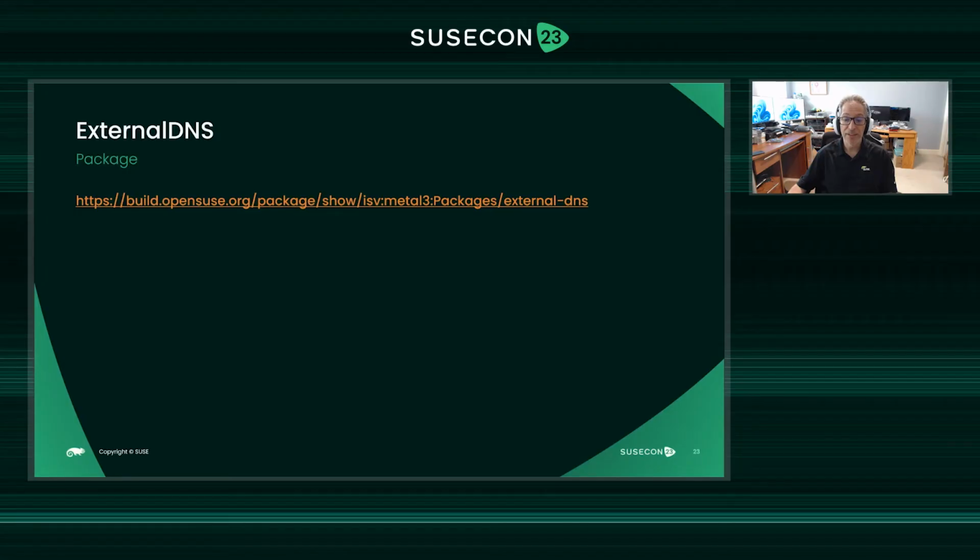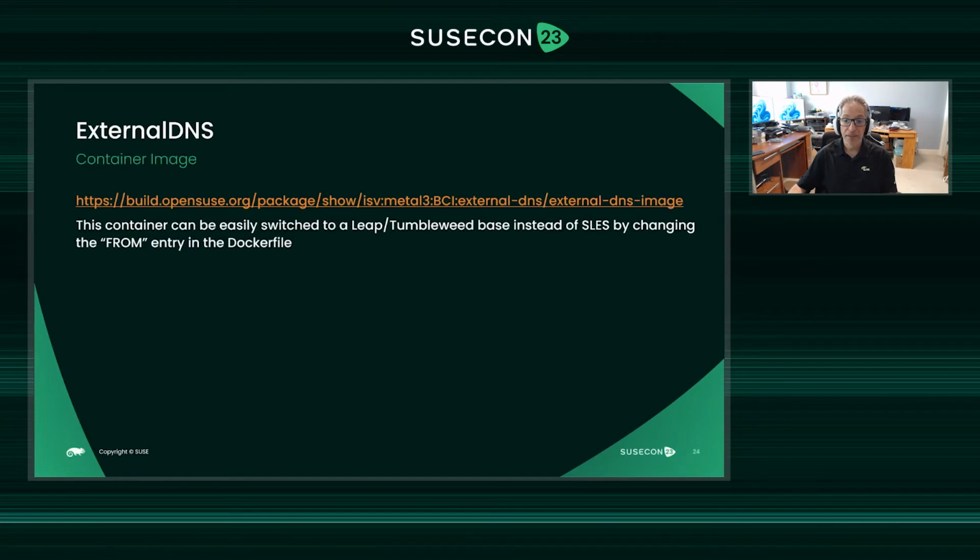The external DNS package is now published under the ISV Metal 3 project, and this contains the external DNS binary. The external DNS container image is now published under the ISV Metal 3 BCI project, and this is based on a SLE container. As mentioned before, these can be changed to an openSUSE base by changing the FROM entry in the Dockerfile.